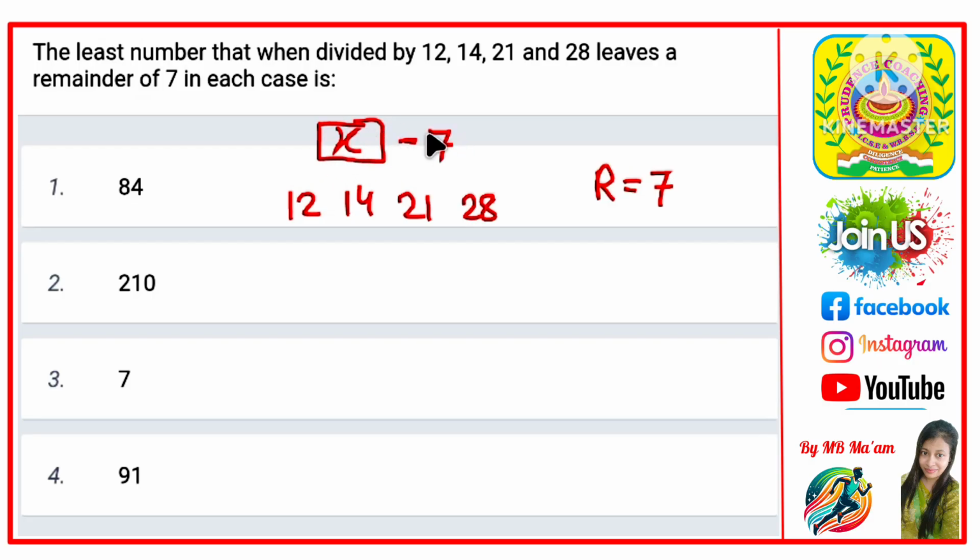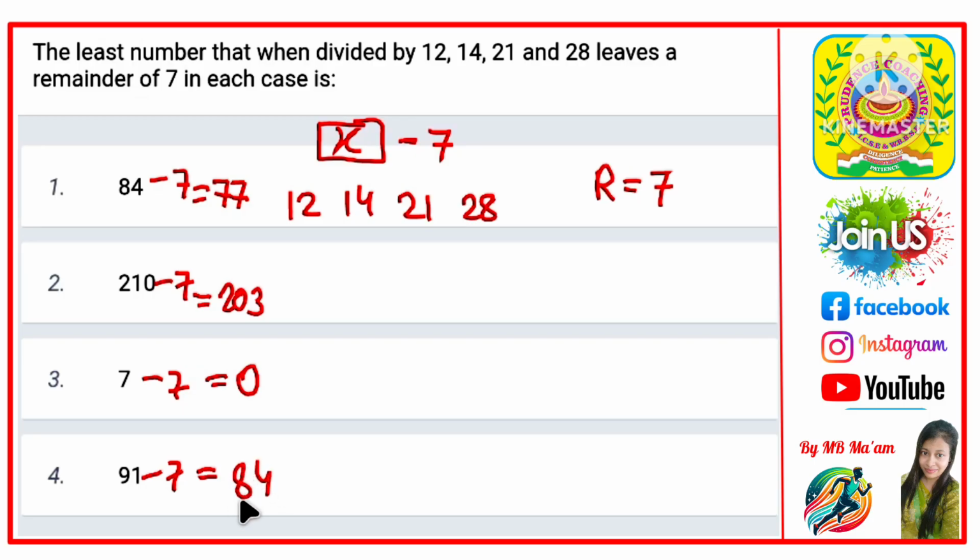From here, if we subtract this remainder, that is 7, then whatever you get, that number will be divisible by all these 4 numbers without leaving any remainder. So if we subtract 7 from all these given options, then here we are getting 84 minus 7, that is 77. And here you are getting 203, here you are getting 0, and here you are getting 84.